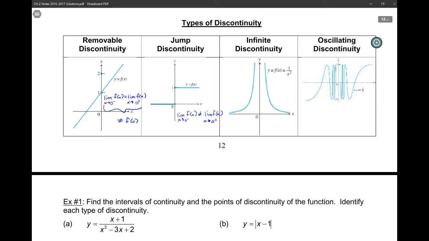So in this case, I don't care what the actual point is. Doesn't matter where it is. Doesn't matter if one of the points are colored in or if it's in a different location altogether. All I have to consider are the left and the right hand limits. And then in infinite discontinuity, this is when you have a vertical asymptote.